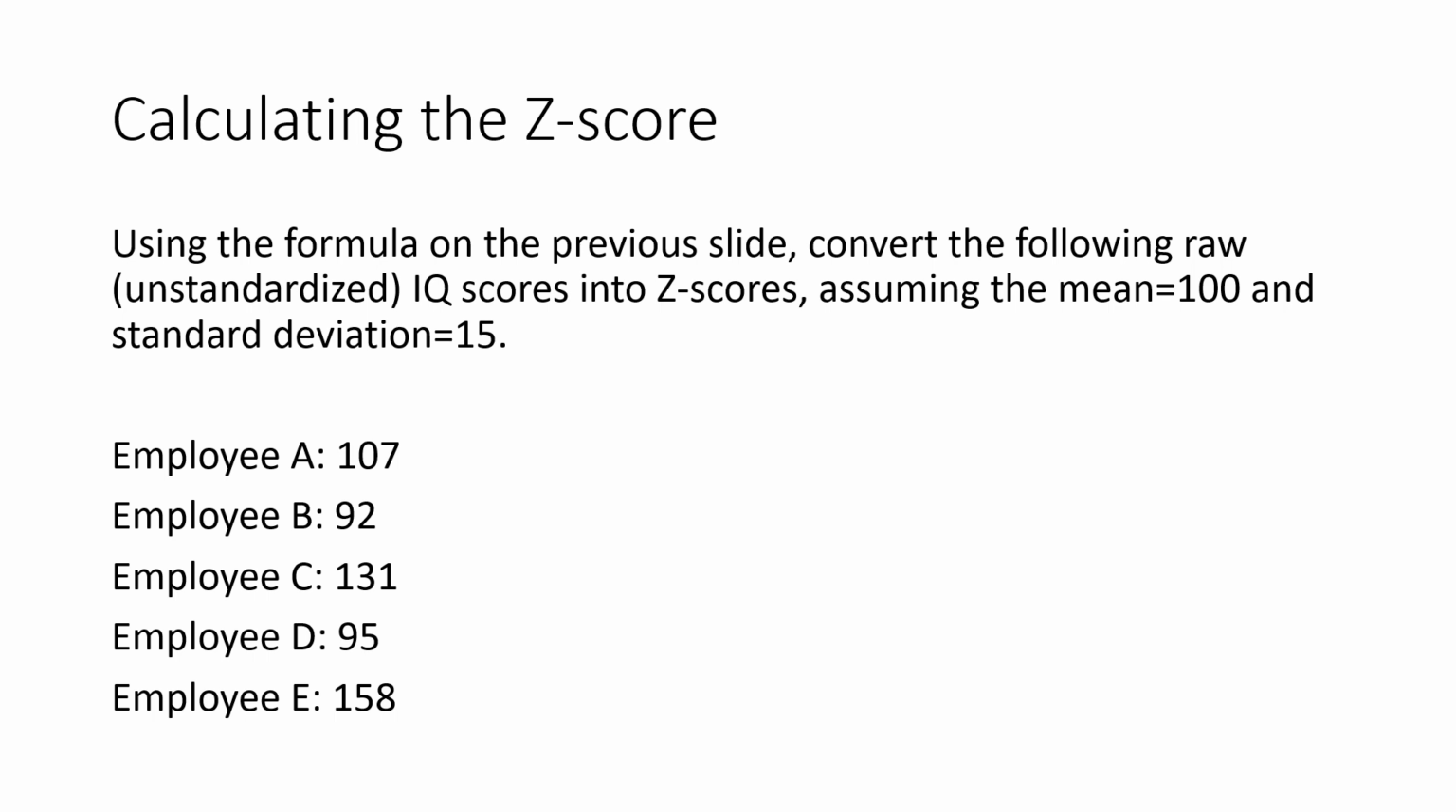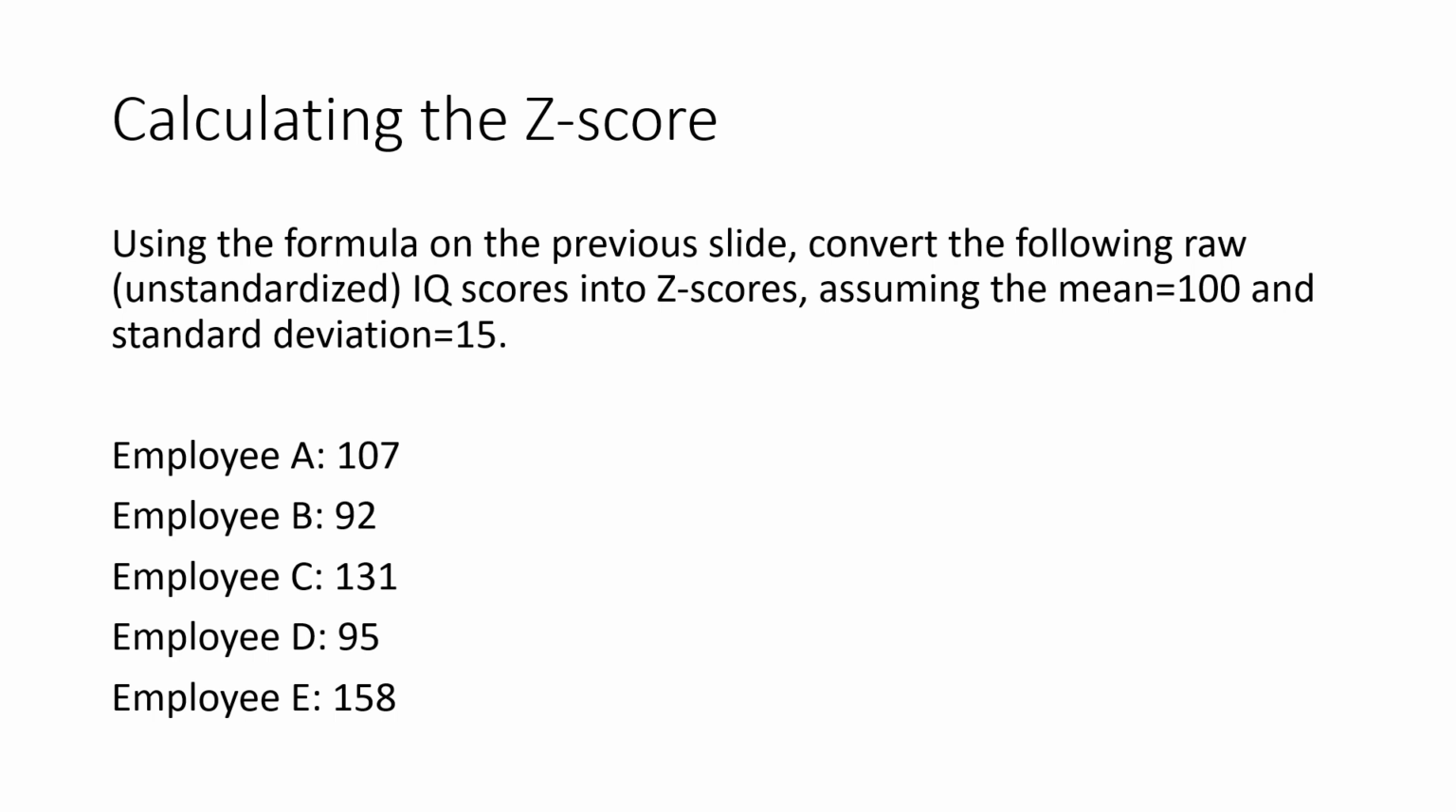Next one, we have a pretty high IQ score here, 131. To calculate the z-score, we take 131 minus 100 divided by 15. That gives us a z-score of 2.07. So what this means is that a raw unstandardized score of 131 corresponds to a score that's roughly 2 standard deviations above the mean. Next one, we have 95. So we know this is going to be a negative number. Take 95 minus 100 divided by 15. That gives you minus 0.33. So this is the closest one to the mean, to 0, as possible.